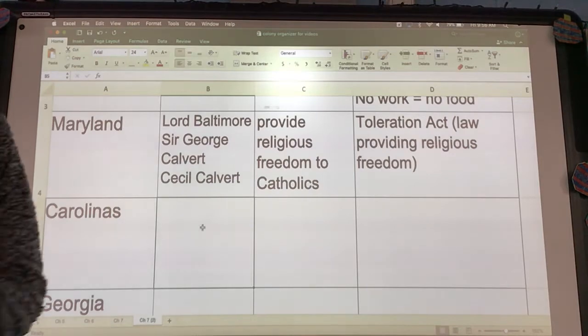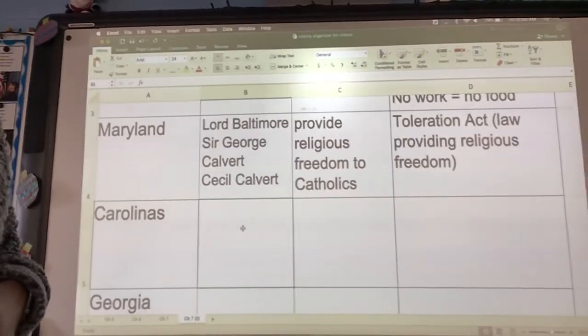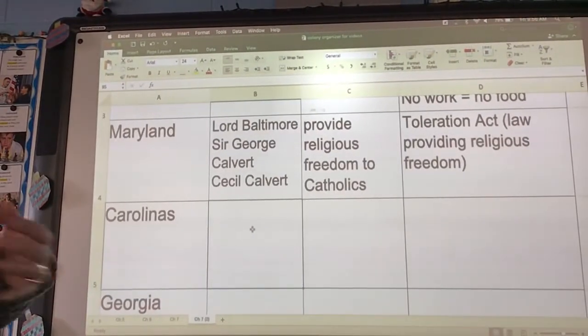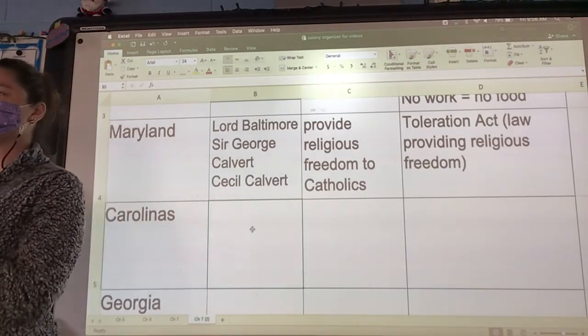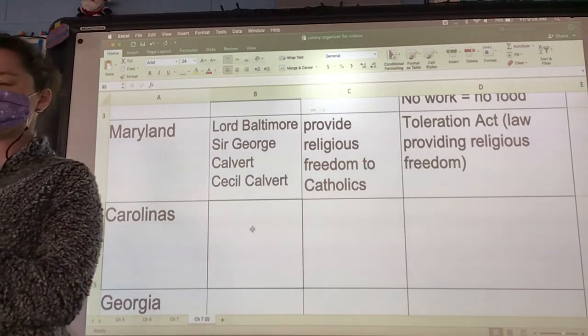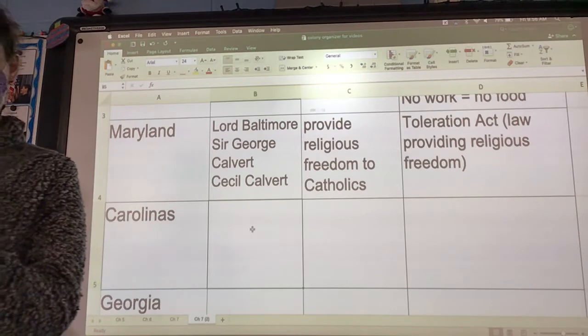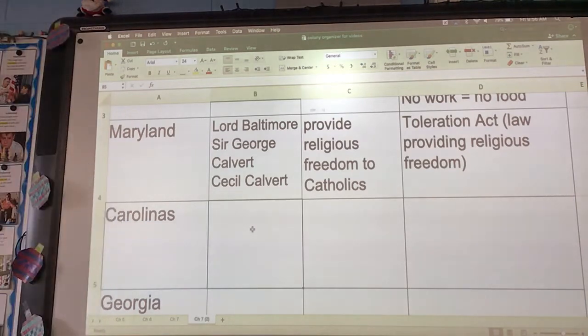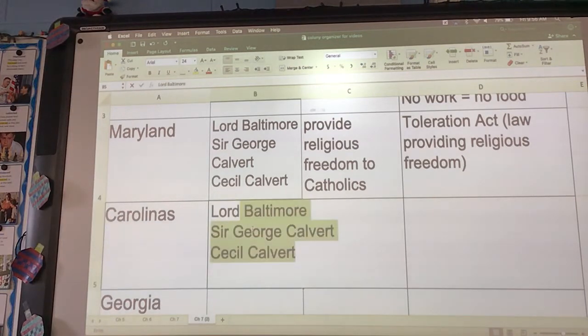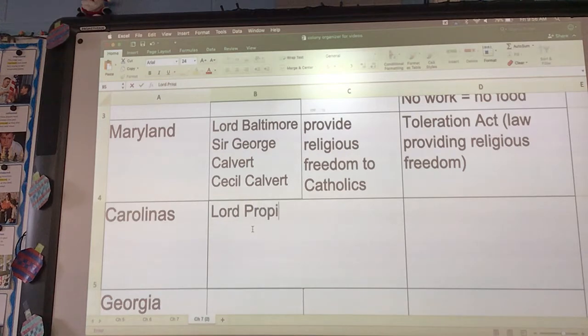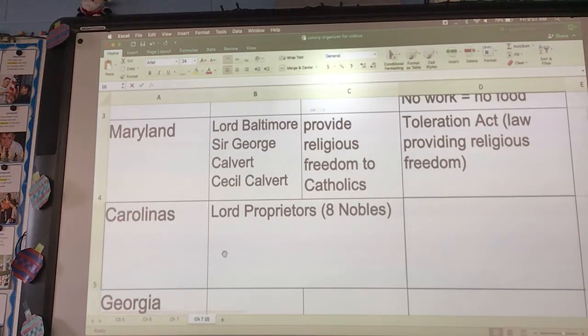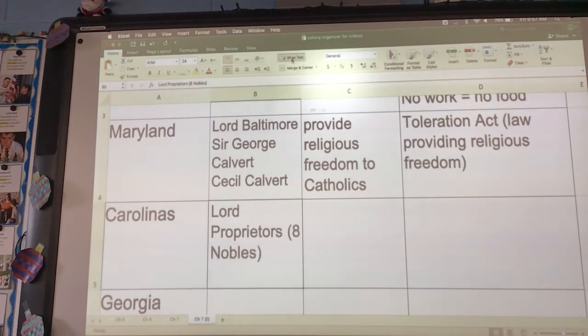That gets us to the Carolinas. Something interesting you might not have known about those Carolinas is what? John? The founders of the Carolinas are a group of 8 nobles. Right, they're called the Lord Proprietors. And you're going to want to write that word down. But yes, it was a group of 8 nobles, 8 men that founded this colony.